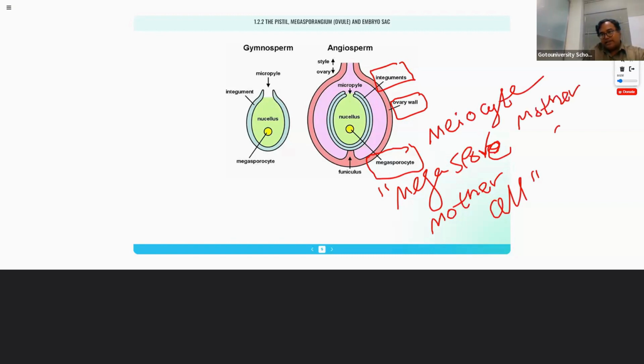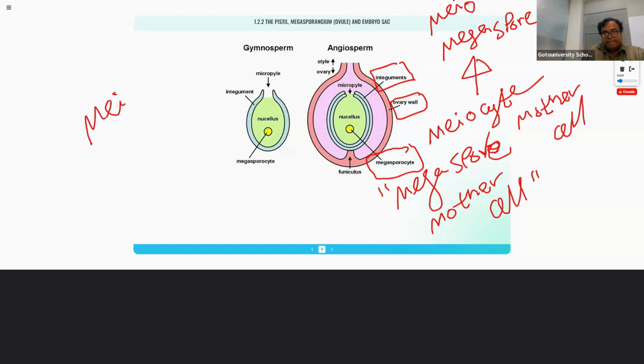Why is it called meiocyte mother cell? Because this meiocyte mother cell is going to make the megaspore by the meiosis process. This megaspore is also called as meiocyte. So meiocyte is the word I'm using for megaspore.